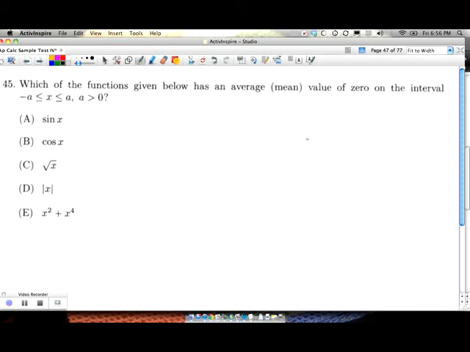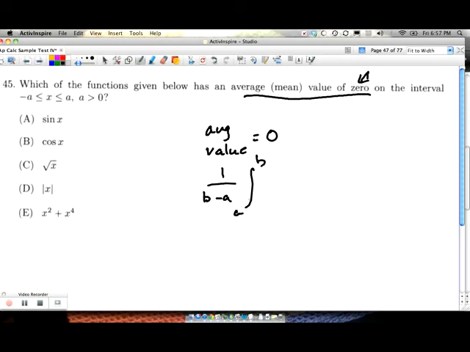45. Which of the functions given below has an average or mean value of 0 on the interval negative a to a, a greater than 0? Oh, an average value of 0. So the average value equals 0. The average value then is the integral of 1 over b minus a from a to b. So if it's got an average value of 0, here's what's interesting. What is that really saying? That's saying that whatever positive area you had on one side, you have the equal negative area on the other side.